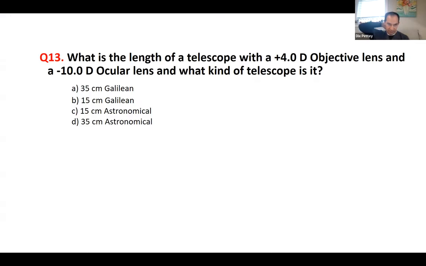Okay, so here's the question here. Yep. All right, so if you're subtracting the focal length of it from the two objective lenses, that will tell you that it's the Galilean lens, and you're subtracting 10, like minus 10 plus 4. Now let me put this up for you.